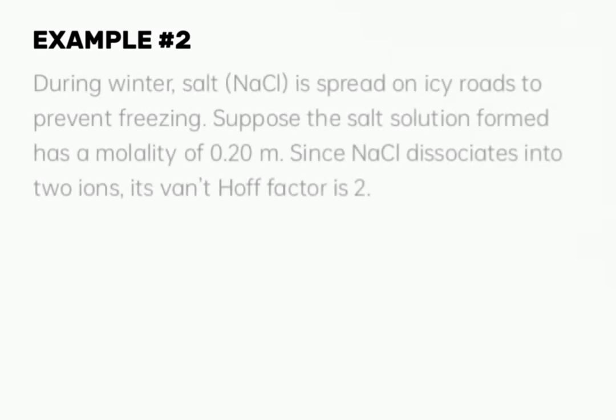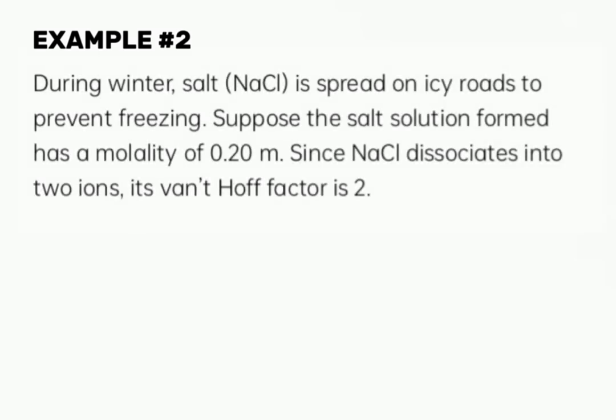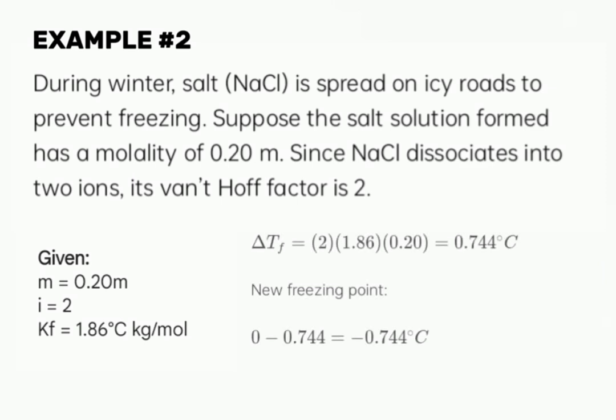So for example number 2, during winter, salt is spread on icy roads to prevent freezing. Suppose the salt solution formed has a molarity of 0.20 moles. Since NaCl dissociates into 2 ions, its Van 't Hoff factor is 2. We will just follow the formula and substitute the given values. So we will get an answer of 0.744 degrees Celsius for the freezing point depression. And for the new freezing point, it is 0 minus 0.744, which equals negative 0.744 degrees Celsius.